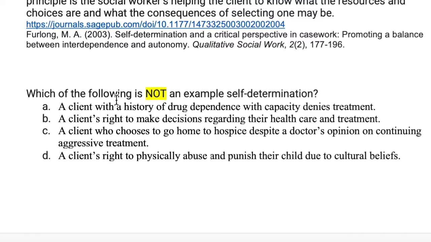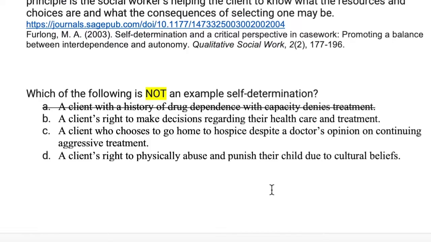Option A, a client with a history of drug dependence with capacity denies treatment. Like we talked about in the part 1 video, somebody that is deemed to have decision-making capacity can make decisions for themselves. And regardless of our own belief system, we have to adhere to what they inherently want to do for themselves. So this would be an example of self-determination. We would continue to work with this client, whether that means a harm reduction approach or continuing to work with them and starting where they're at. So this would not be the answer.